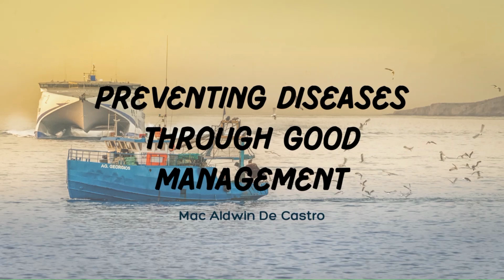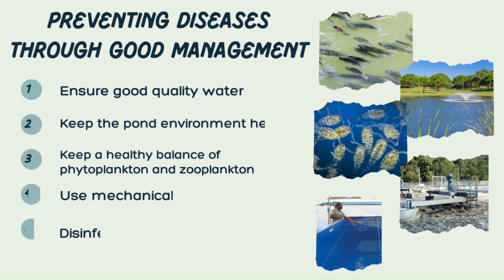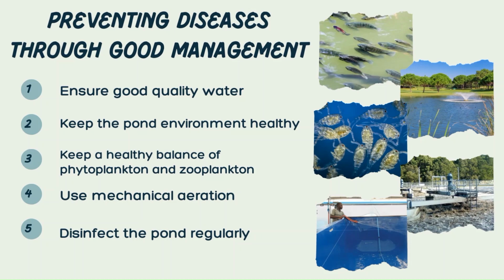Disease prevention on the fish farm is better than cure. All efforts should thus be directed toward applying good management practices. Here are the following preventive measures and management practices which must be carefully followed. First, ensure good water quality, which involves sufficient supply with adequate dissolved oxygen concentration and free of pollution.